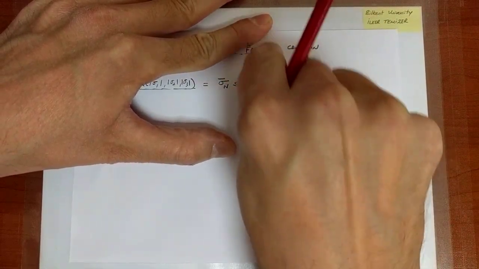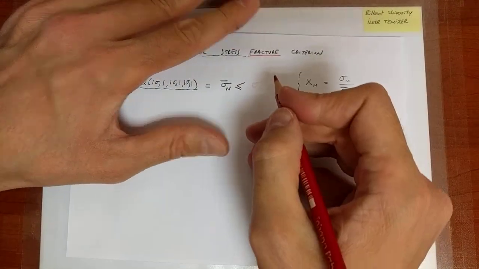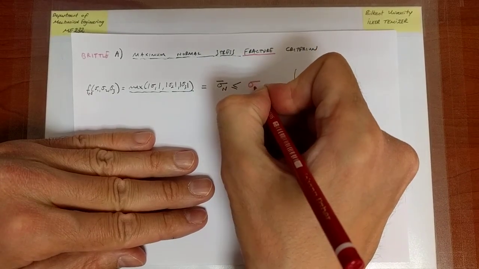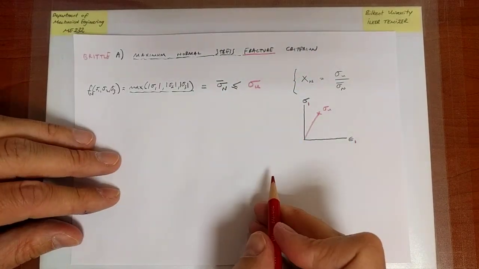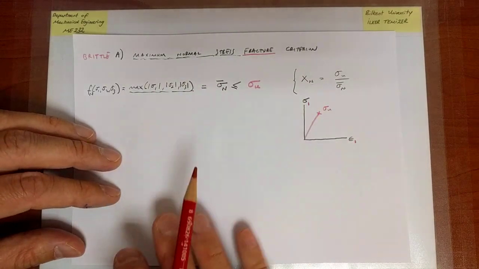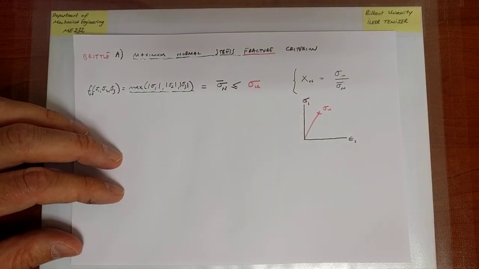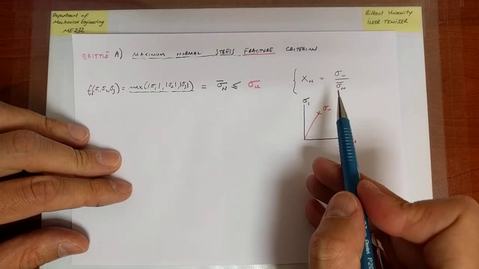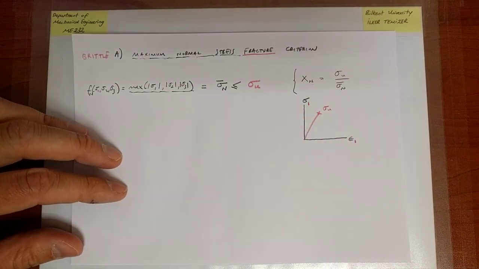Now, this nice argument we're going to fall back to again in the future when we talk about the ductile failure criteria. Okay, but presently that's our criterion for a brittle material, and that's our corresponding safety factor.